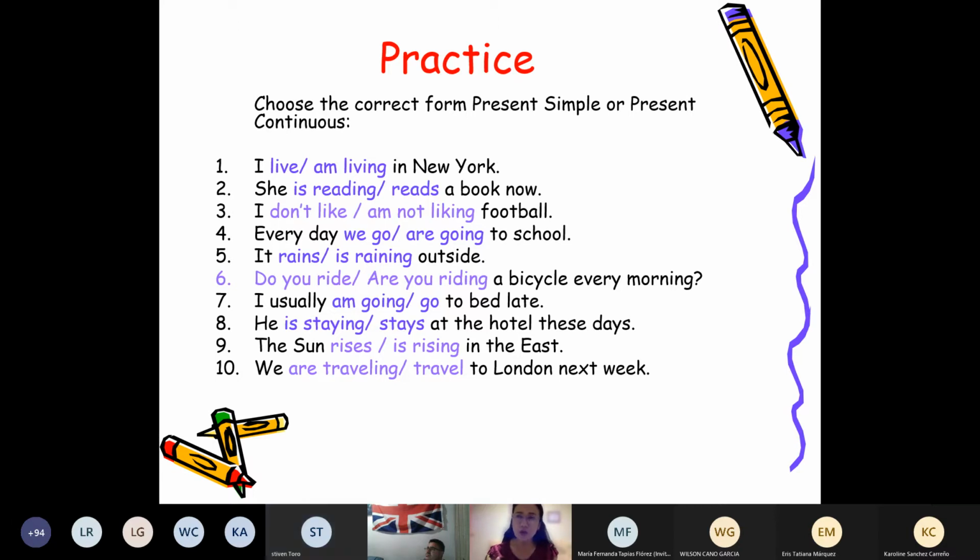Very good. Because it's a general truth, no? It's something that is happening every day. It's part of nature, no? That's why it's not a very short action. It's not an action for the moment. It's something that is happening every single day, that the sun rises in the east.